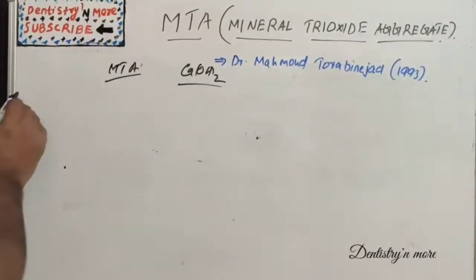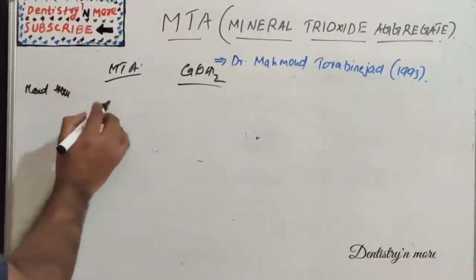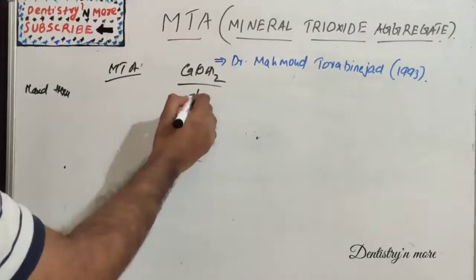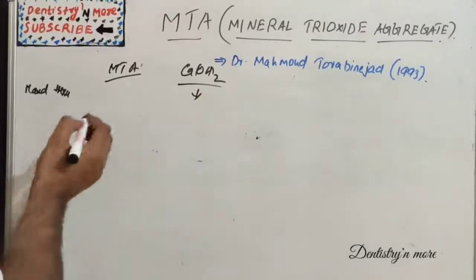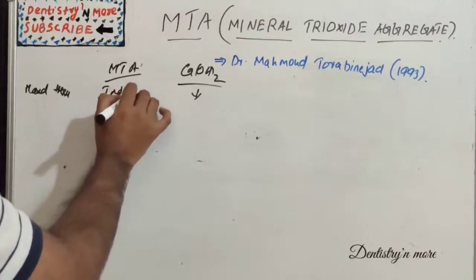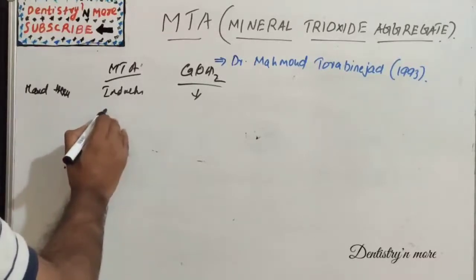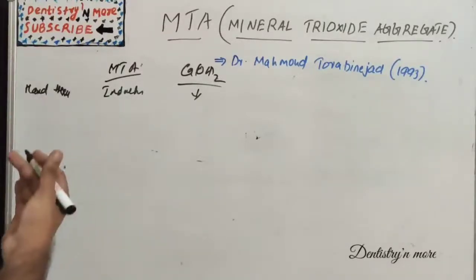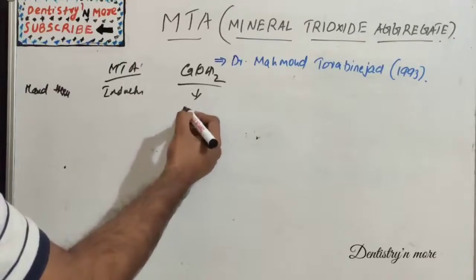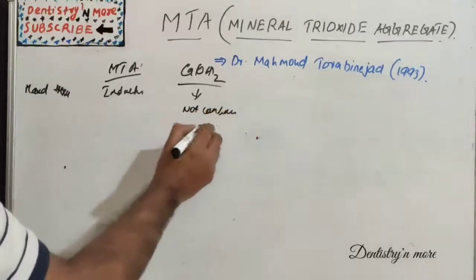So when we compare with calcium hydroxide, the first property is hard tissue formation. Hard tissue formation is not very much in calcium hydroxide, but MTA gives root end induction. Okay, root end induction. Then the calcified bridge. It is continuous with dentine and it is very fast. In calcium hydroxide it is not continuous and it is slow.